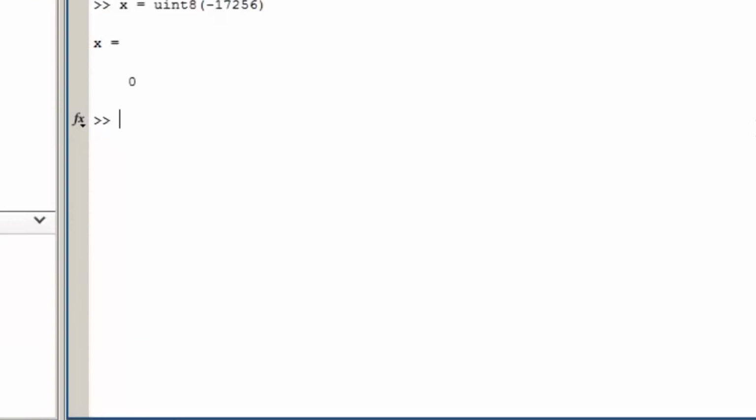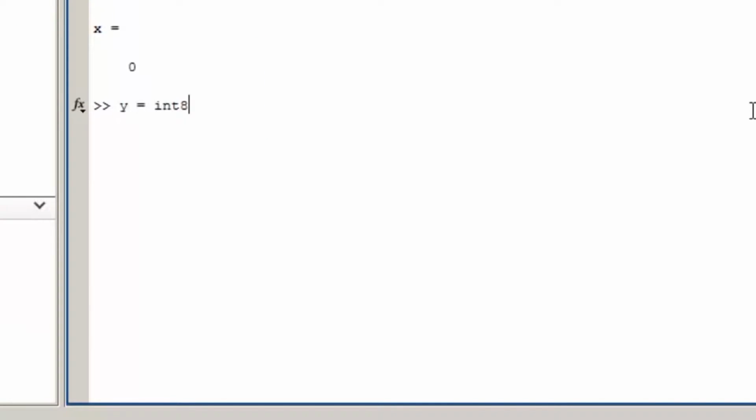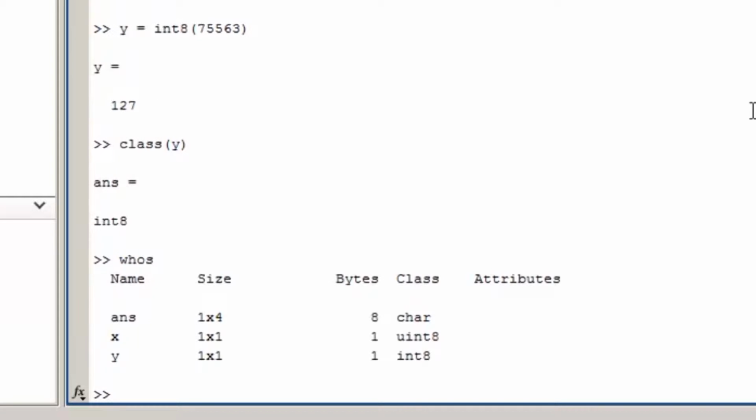Now I'll create a variable y by typing int8 of 75,563. The largest signed 8-bit integer is 127, so anything above that value is thrown away. The extra bits needed to represent the larger number overflow out of the 8 bits available to represent the number, so the difference between the actual number and its 8-bit representation is called overflow error. To see the data type of the variable y, I can use the class command. It's displayed as being a signed 8-bit integer. The who's command also displays the data types of the variables in the workspace.